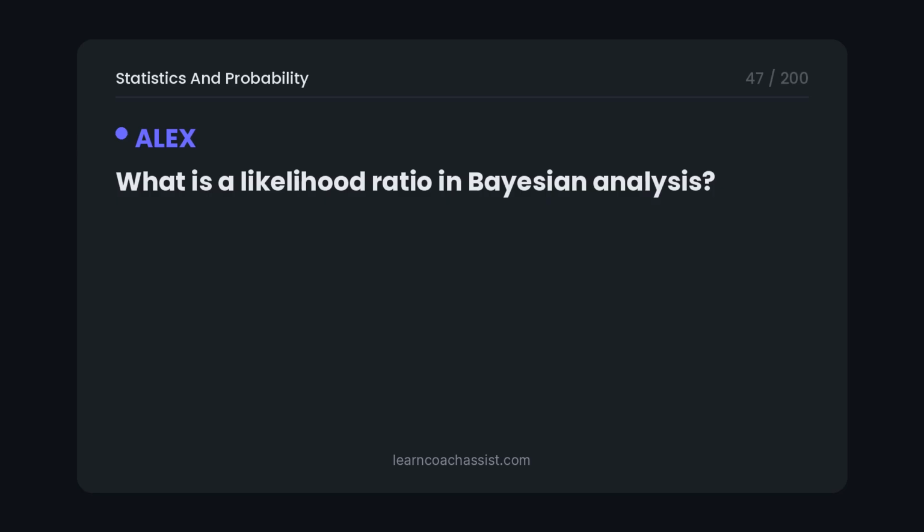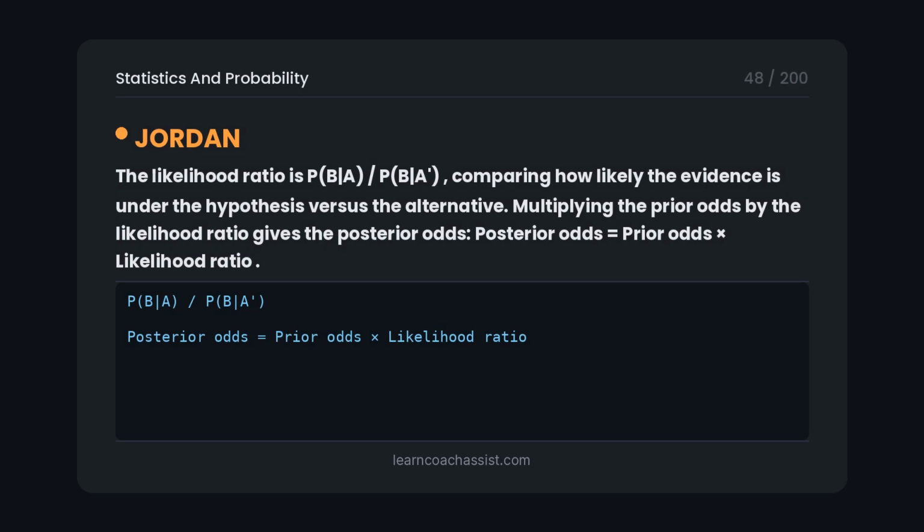What is a likelihood ratio in Bayesian analysis? The likelihood ratio is P(B|A) divided by P(B|not A), comparing how likely the evidence is under the hypothesis versus the alternative. Multiplying the prior odds by the likelihood ratio gives the posterior odds. Posterior odds equals prior odds times likelihood ratio.